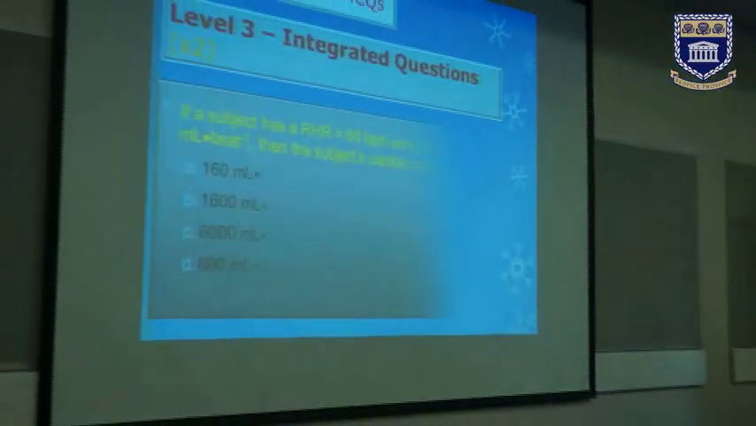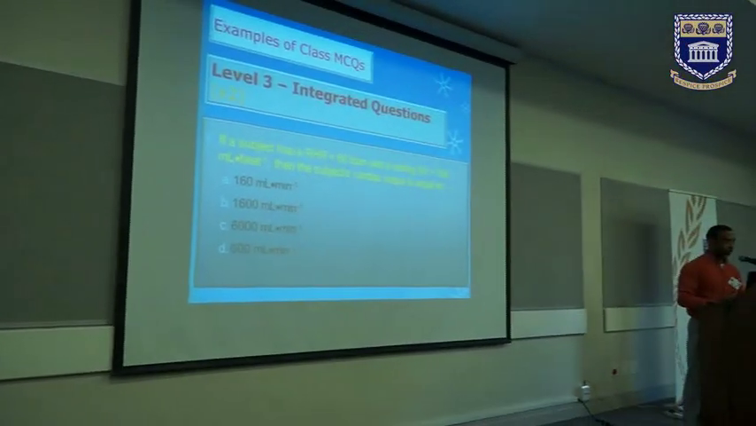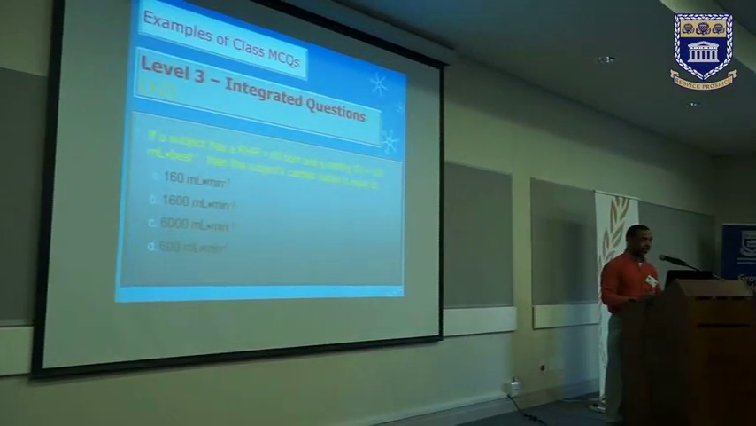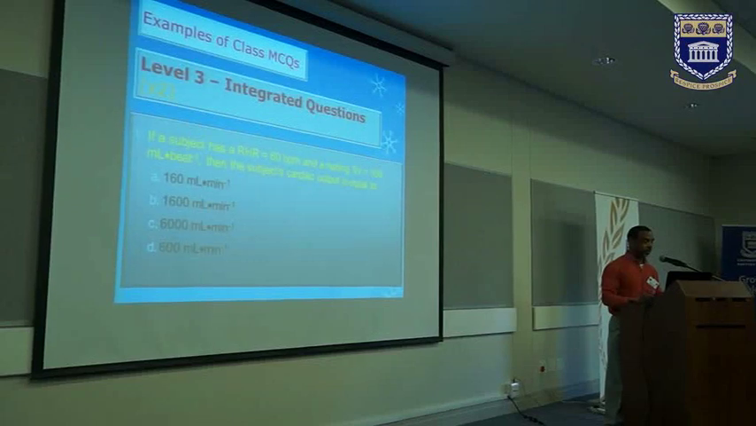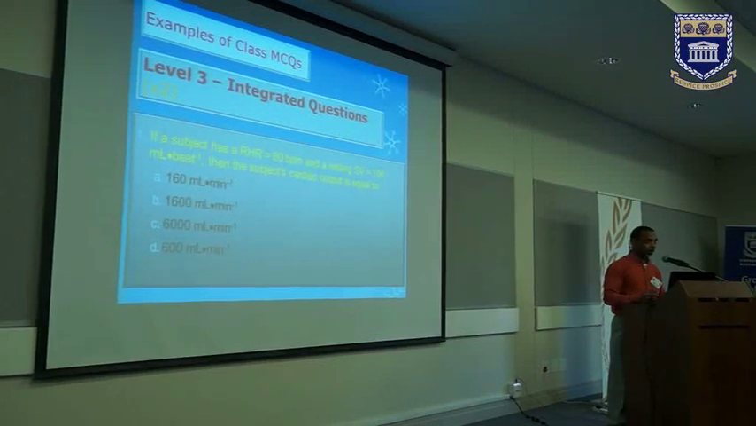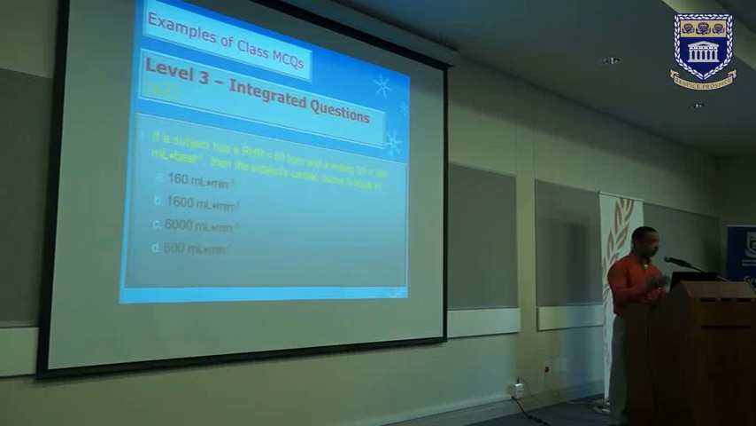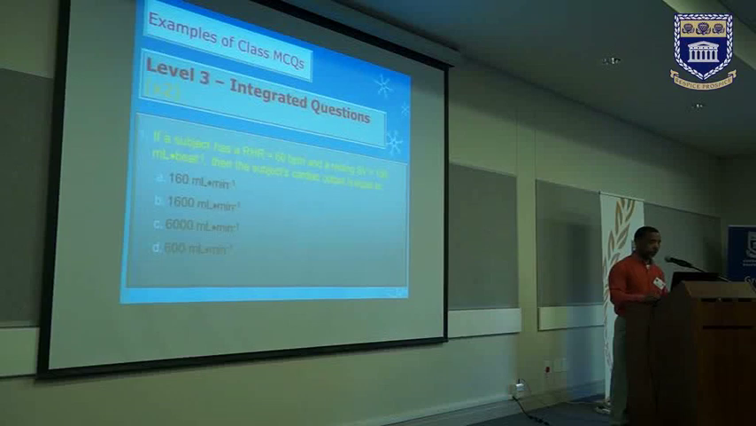And then with regard to the integrated questions, we gave them issues around, if a subject has a resting heart rate of 60 beats a minute and a resting stroke volume of 100 milliliters per beat, then the subject's cardiac output would be equal to what? And we gave a range of options there. So they had to do a bit of thinking and a bit of calculation as well in answering these integrated questions.